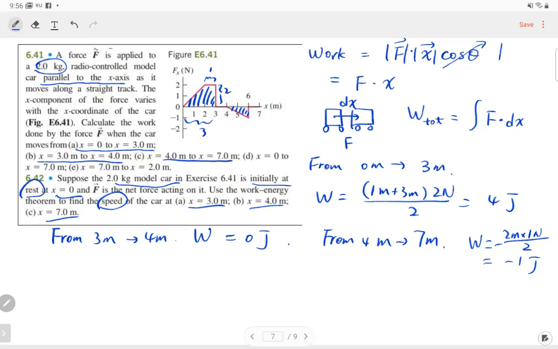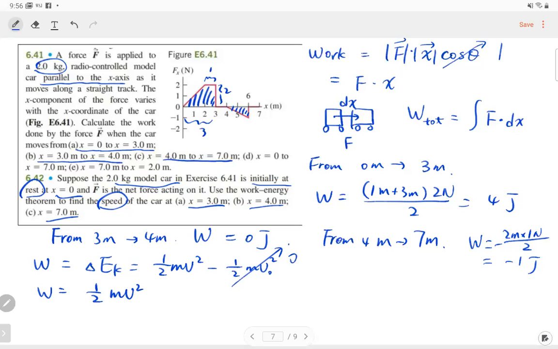We're going to use the work energy conservation. So the total work done by the force equals the change of kinetic energy. That will be the final kinetic energy minus the initial kinetic energy. At the initial state, the car is at rest. So this term equals zero. The initial kinetic energy is zero. So the work is equal to the final kinetic energy. That's very important. So let's see.